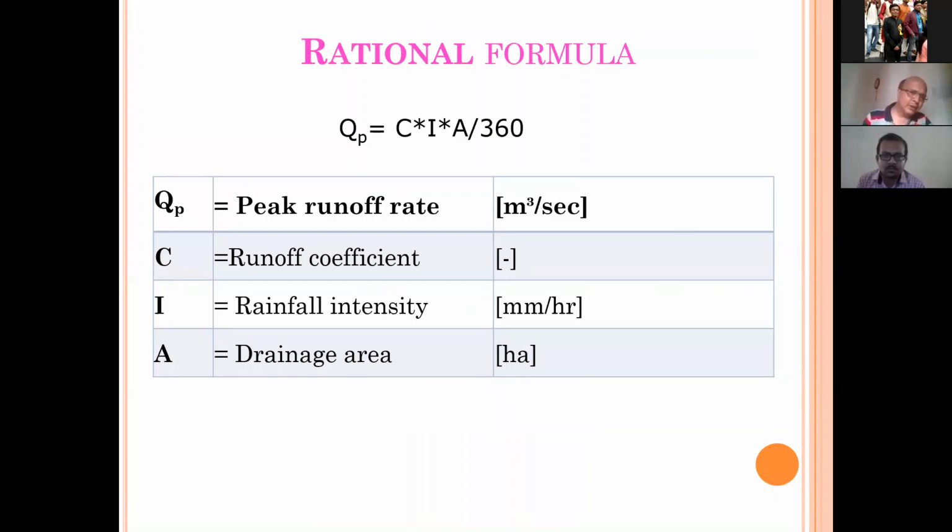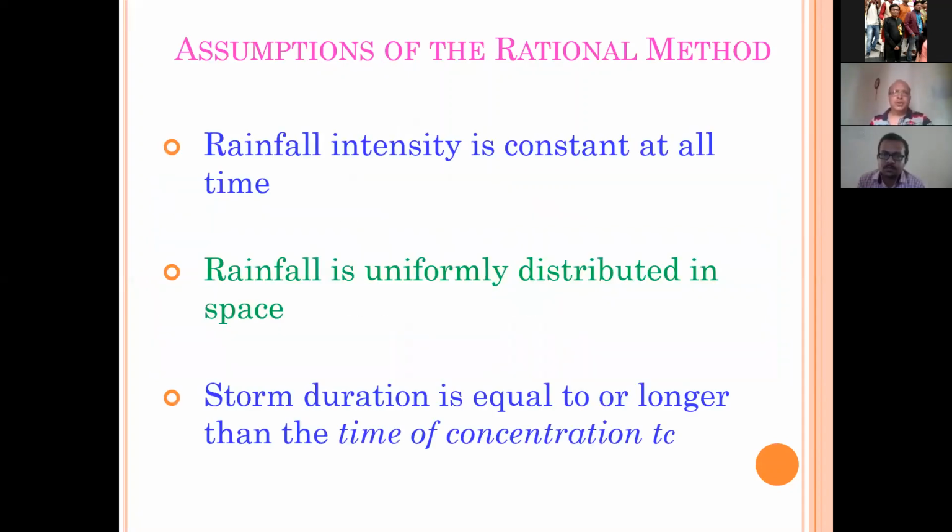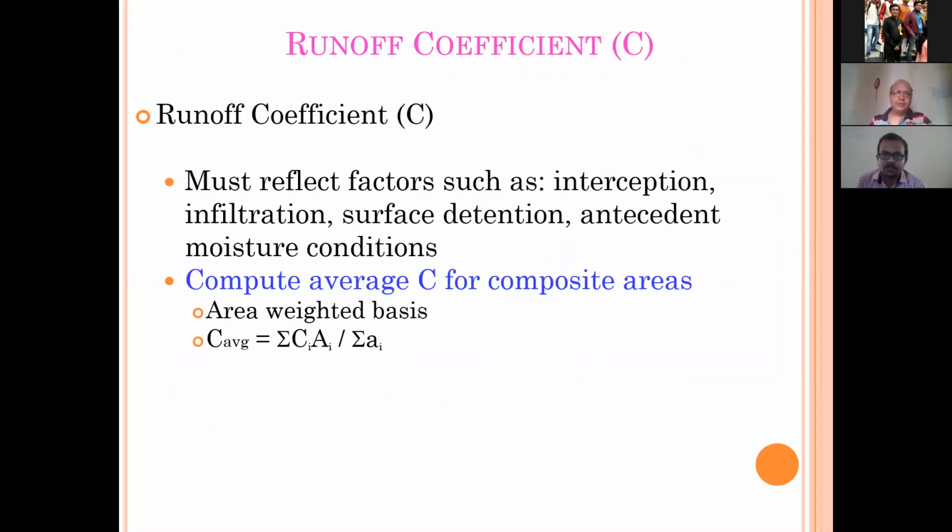You might have studied in water resources that QP is equal to CIA by 360. Generally you will require this peak runoff when you design the weir of any dam, then you require this formula. So in this formula you have to determine C as per the areas.